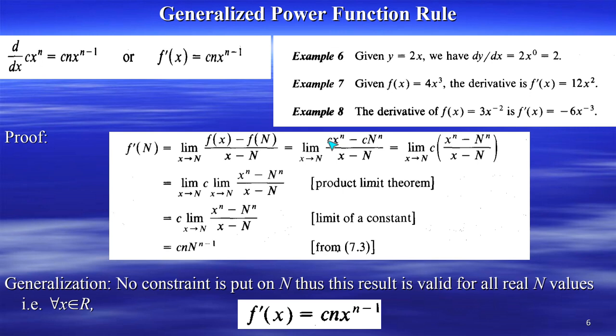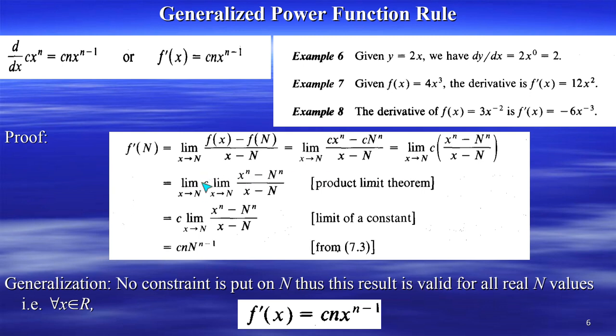But can I take c in factor? Yes, I can factorize it. I can take c in front of the expression and write it down as c times the limit as x goes to N of x to the power n minus N to the power n over x minus N. But I know from my limit theorems that the limit of a product is the product of the limits, which means the limit of this expression when x goes to N is the limit of c when x goes to big case N, times the limit of x to the power small case n minus big case N to the power small case n over x minus N when x goes to big case N. So this is the product limit theorem.